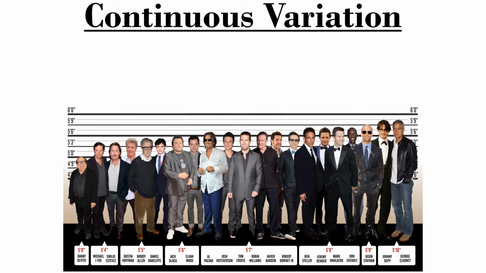The second type is continuous, and exemplified here by the height of these celebrity males, from 5 foot, Danny DeVito, all the way up to 5'10", Johnny Depp and George Clooney.